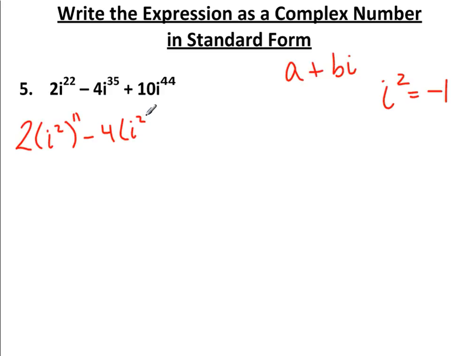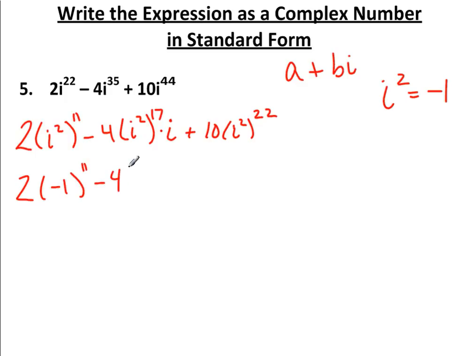How many i squareds go into 35? Well, it's not going to go in evenly, but if I have 17 of them, that gets me 34 i's, but I need one more to get to 35. Because if you remember your properties for exponents, 2 times 17 is 34, but I need one more. Plus 10. If I have i squared, how many times does 2 go into 44? 22 times.